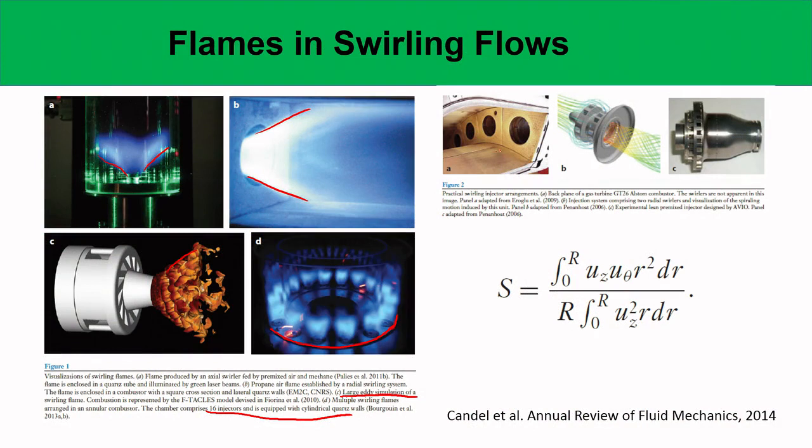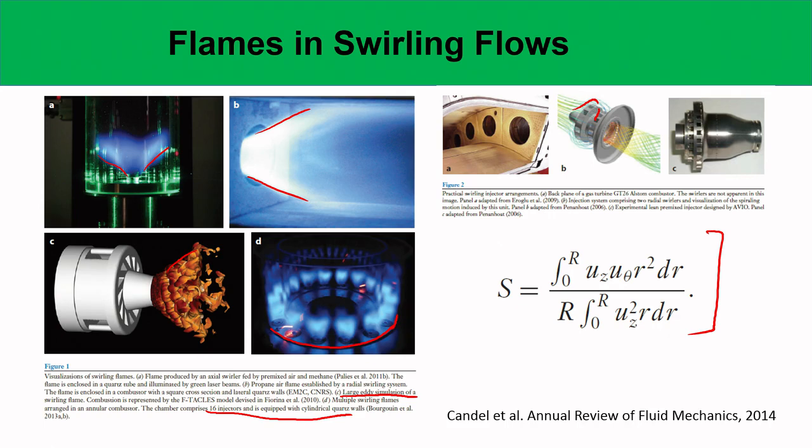This is how the back plane of a gas turbine combustor looks like. The flow comes in, as you see, it passes through the swirlers, and you see that it develops this swirling pattern. As I said, the swirl number is an important parameter, and it is characterized by the axial flux of azimuthal momentum to the axial flux of axial momentum, and it is governed by this generalized expression.